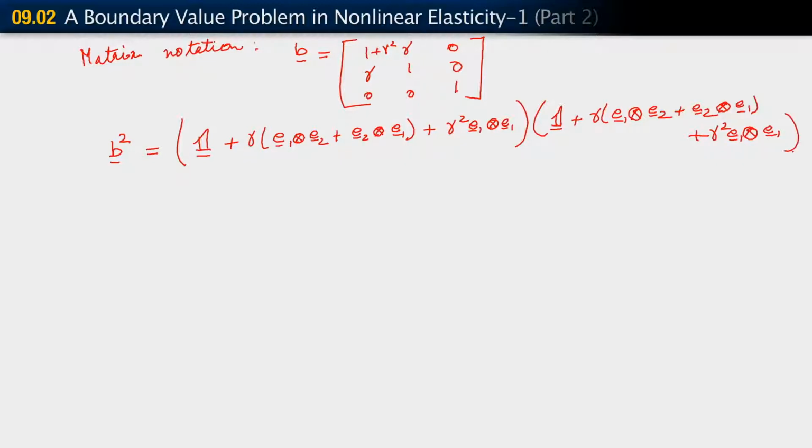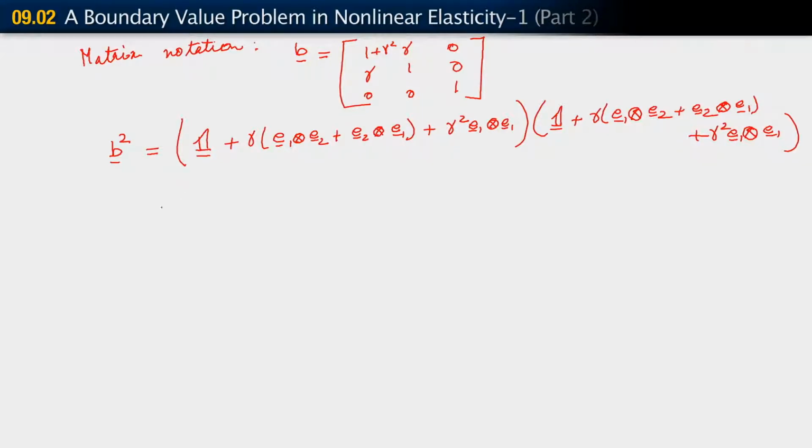And now matrix notation. Matrix notation for B squared is, wait a minute, I need to complete this. Sorry, too early to get into matrix notation. I need to write out what B squared is, just using tensor notation first.